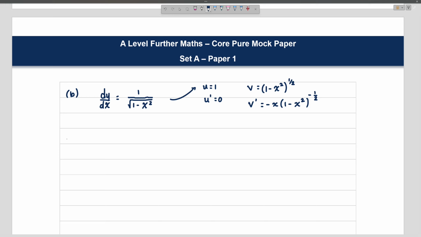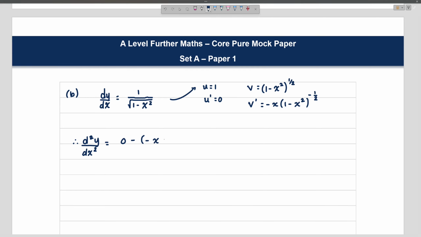Okay, so by the quotient rule here then, the second derivative is equal to, so I get v times u prime, so that's just 0, right? So I get 0 minus them. So what do I get here? So I get v prime times u. So that's minus x times 1 minus x squared all to the power of minus a half times 1.